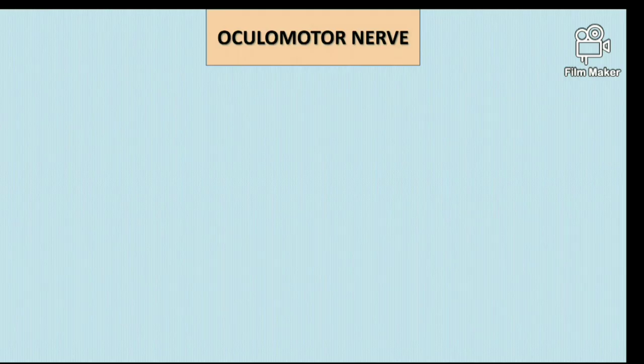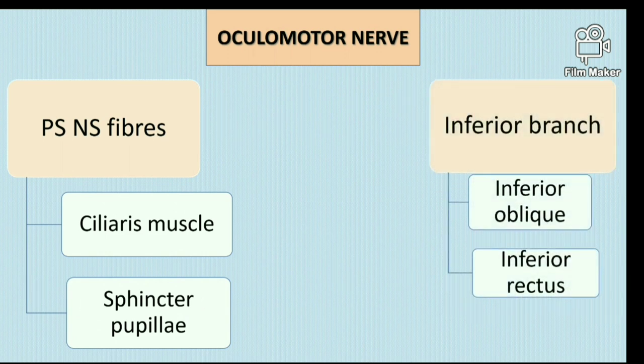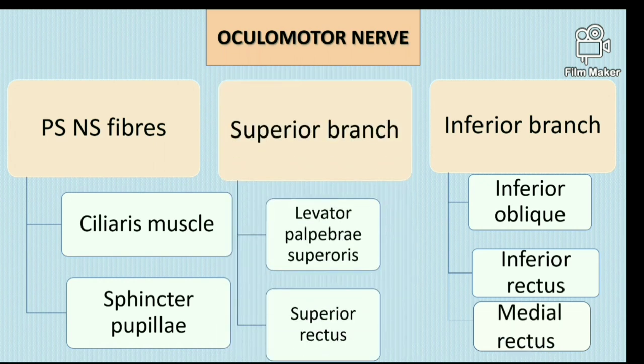Next we are going to highlight the function of various muscles supplied by the nerve. The parasympathetic nervous system fibers supply sphincter pupillae and ciliaris muscle. The inferior branch of oculomotor nerve supplies inferior oblique, inferior rectus and medial rectus muscle. Whereas the superior branch supplies levator palpebrae superioris and superior rectus muscle.